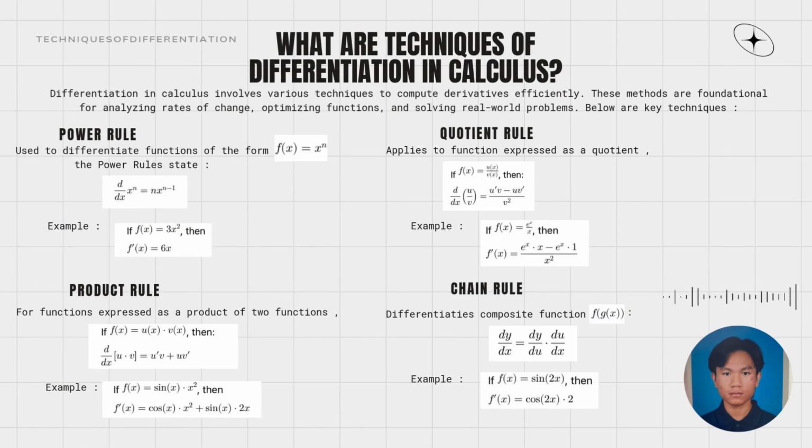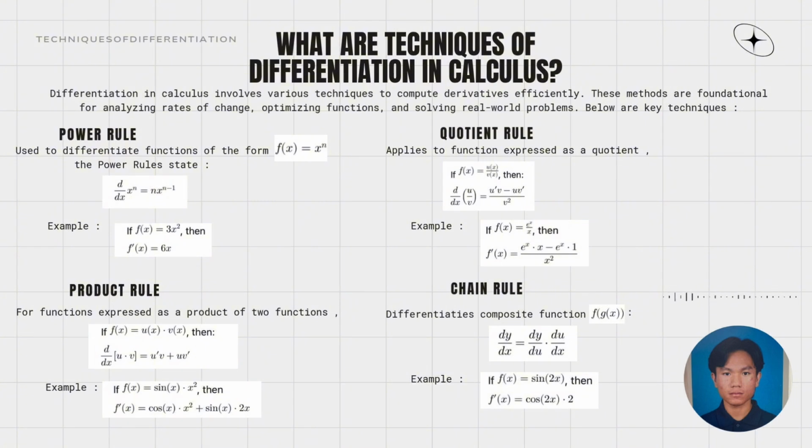What are techniques of differentiation in calculus? Differentiation in calculus involves various techniques to compute derivatives efficiently. These methods are foundational for analyzing rates of change, optimizing functions, and solving real-world problems. And below there are four different key techniques for differentiation. The first one is power rule.